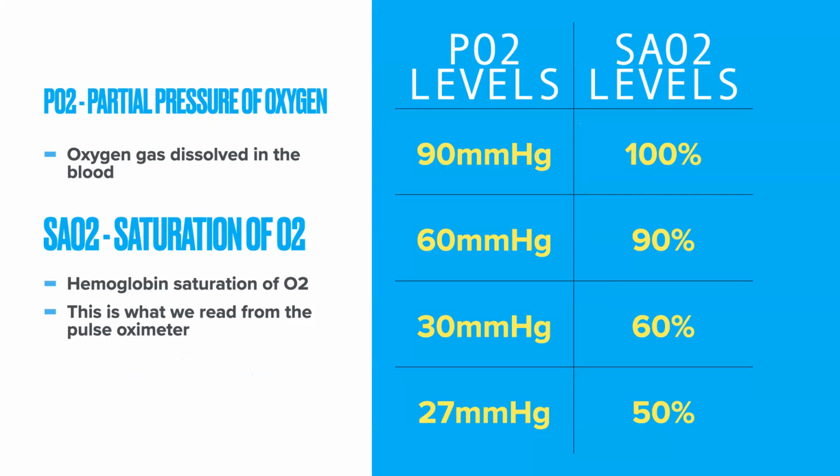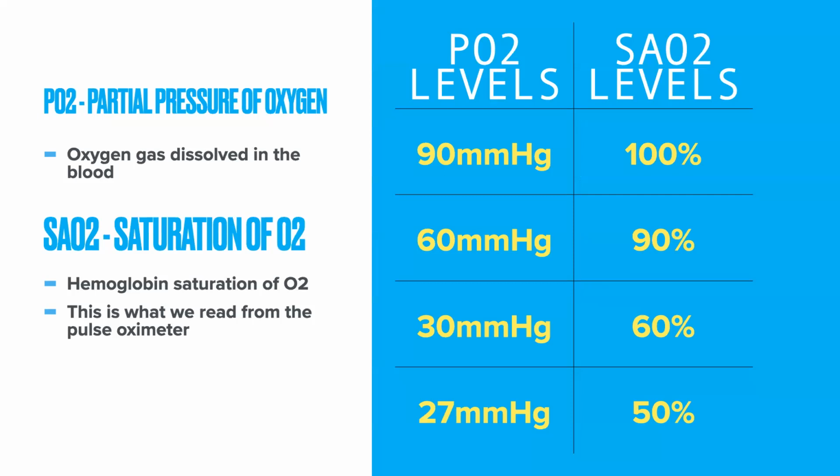PO2 is your partial pressure of oxygen. This is different than your SaO2. Your SaO2 is what we can measure, right? We can put a pulse ox on somebody's finger and say that they're 98%. In the hospital, they're measuring PO2, which is your partial pressure of oxygen, and it's the amount that's dissolved in the blood. So you have your PO2 levels and your SaO2 levels. If somebody's at 100% oxygen on our pulse ox, their PO2 levels should be 90.